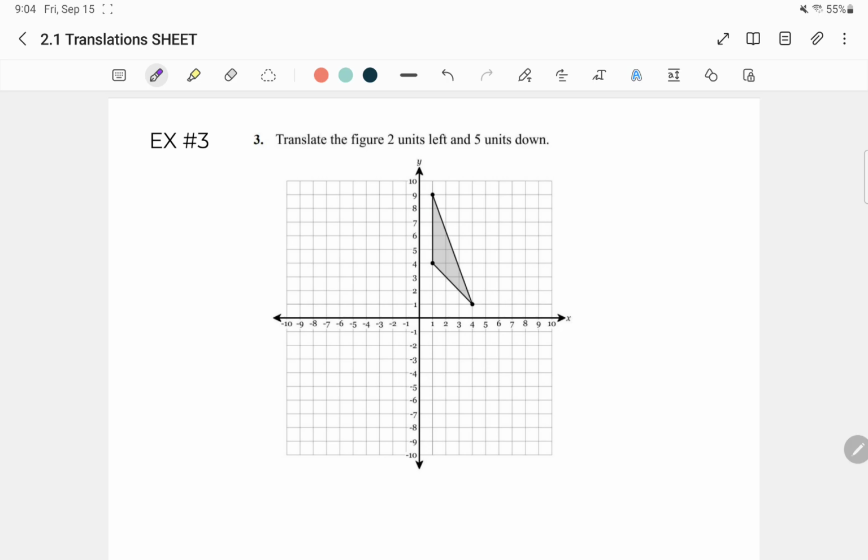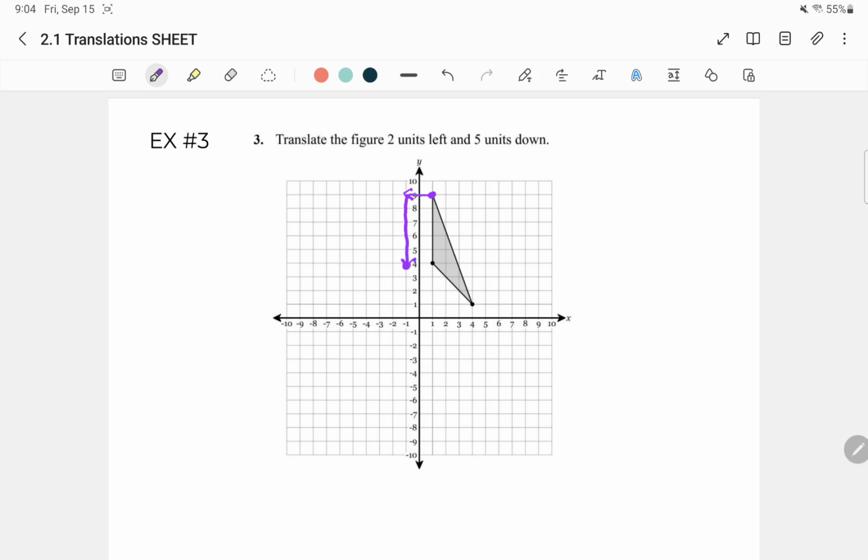You can just move the point if you want to, but I'm going to show you with arrows what I'm doing. So I'm going to take this point right here and translate it. It says 2 units left, so that would be 1, 2. See, I've gone 2 units to the left now, and then 5 units down. So from 9, I'm going 5 down. That'd be at 4. Or just count each box.